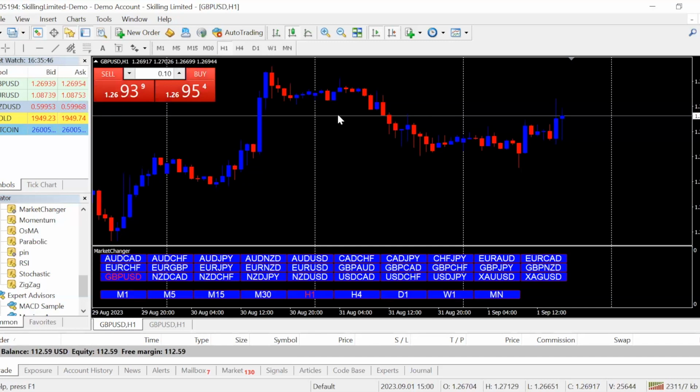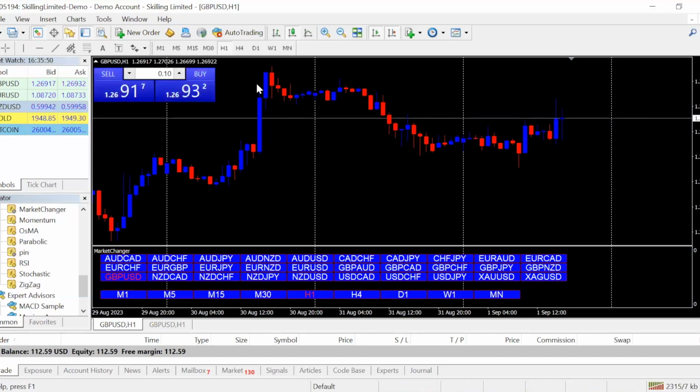The indicator we are going to be using for this is the moving average indicator. I want to quickly bring that out. Let me move this. Okay.